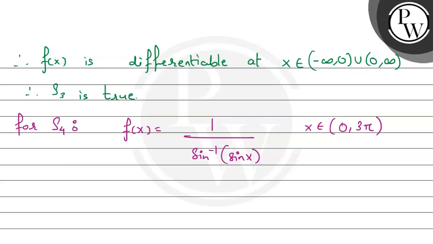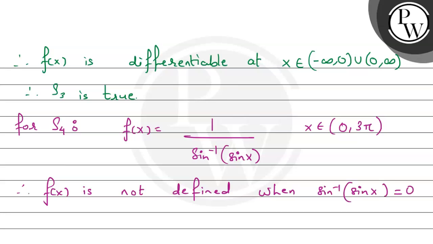अब जहाँ जहाँ डिनोमिनेटर 0 होगा वहाँ वहाँ फंक्शन नॉन डिफरेंशिएबल होगा, क्योंकि वहाँ फंक्शन डिफाइंड ही नहीं होगा. दूसरी चीज़, जहाँ जहाँ शार्प कॉर्नर्स होगी ग्राफ पे किसके, साइन इनवर्स ऑफ साइन एक्स के, वहाँ अगेन द फंक्शन विल नॉट बी डिफरेंशिएबल. सो देयरफॉर fx is not defined when sine inverse of sin x is equal to 0.